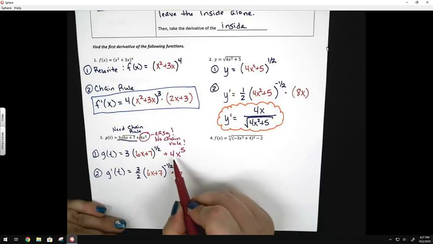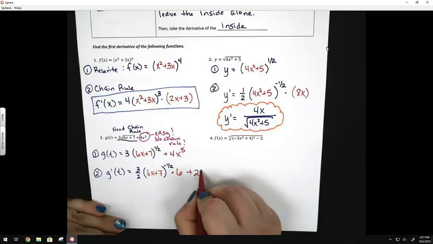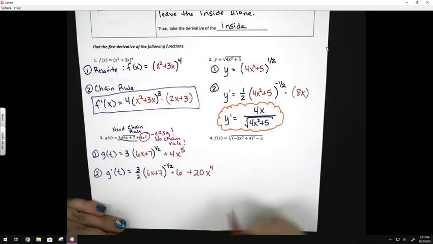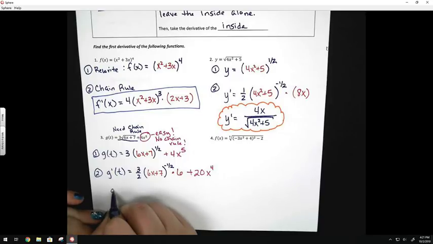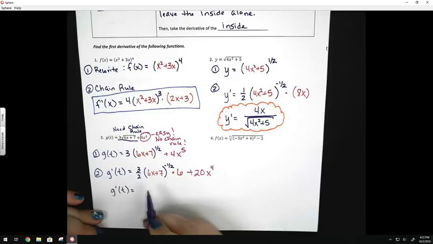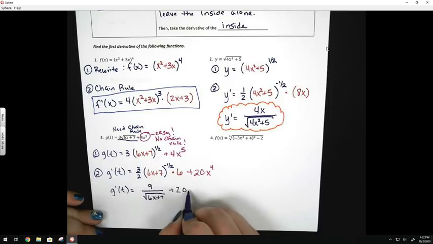Then I'm going to go to my 4x to the 5th. That's just some nice simple power rule. 4 times 5 is 20. And then I get x to the 4th because I need to subtract 1. Now when I simplify this one, g prime of t is going to equal, if I do 3/2 times 6, I know that I'm going to get 18 divided by 2, which is 9, over, this drops to the bottom and becomes a square root of 6x plus 7. And then I have plus 20x to the 4th.